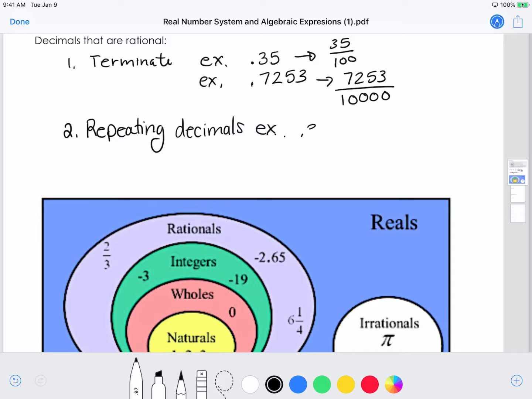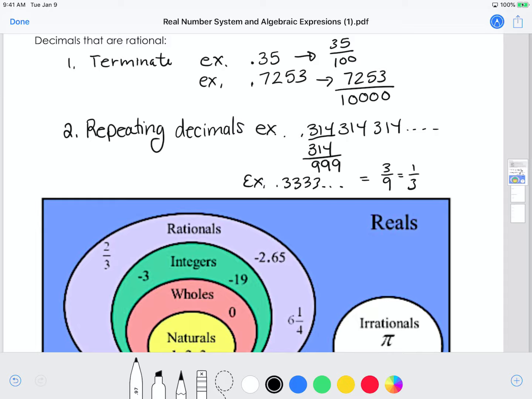For example, 0.314314 repeating. That can be written as 314 over 999. The number of digits that repeat, you would just put that repeating sequence over that many nines in the denominator. So another example would be 0.3333 repeating. Since 3 is what's repeating, I could rewrite that as 3/9 or 1/3. Because there's only one digit that repeats, we would only put one 9 in the denominator.